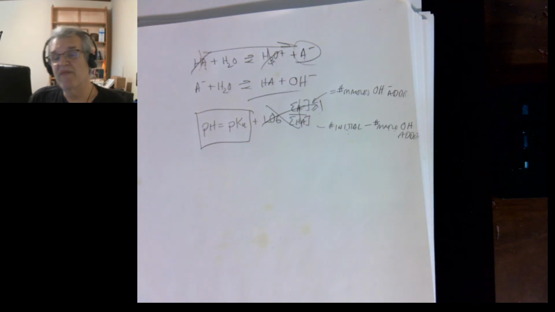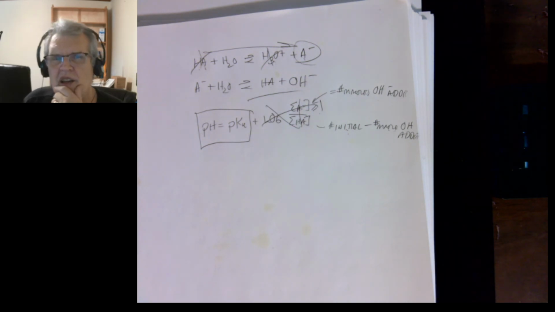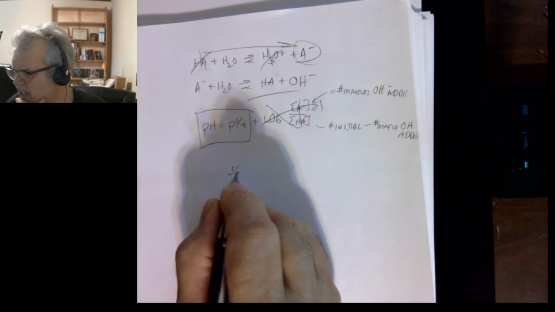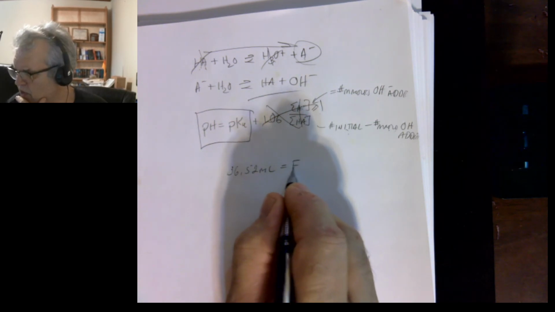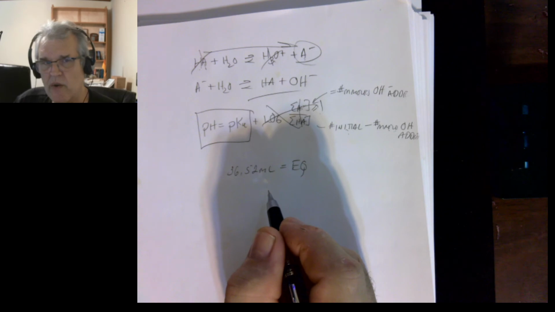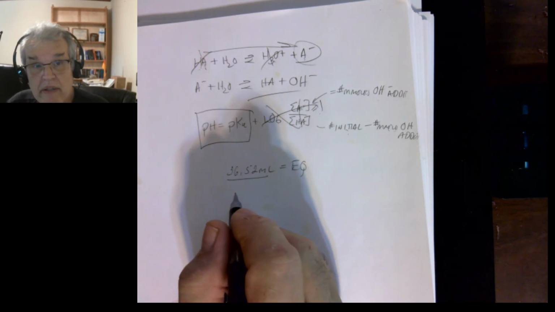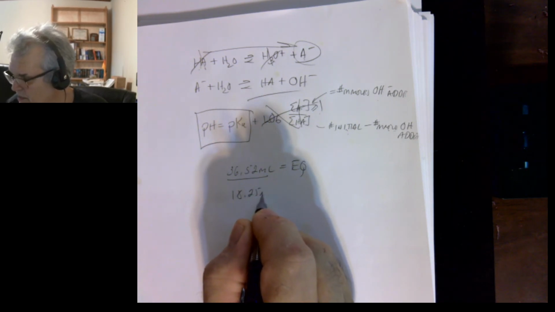So if I titrate my weak acid with a strong base, and I add in volumes until I get to the equivalence point, and I say, oh, okay, I reached the equivalence point when I added in, say, 36.52 milliliters. That was at the equivalence point. Then halfway to the equivalence point would be half of that. So half of 36 is what? 18.25 milliliters, let's just do 18.25.